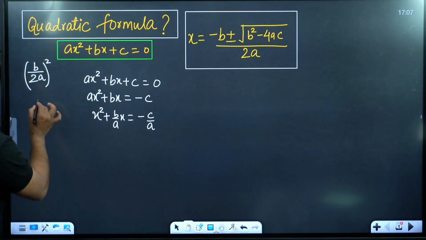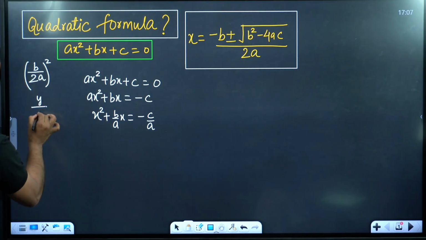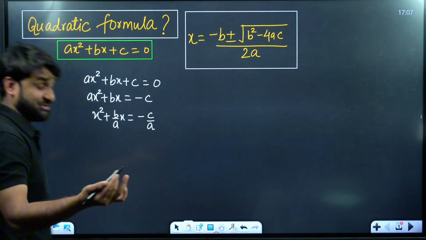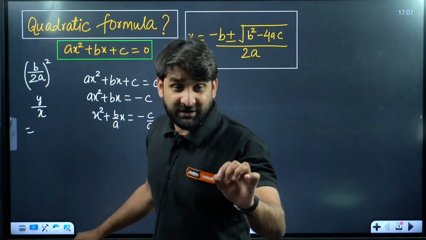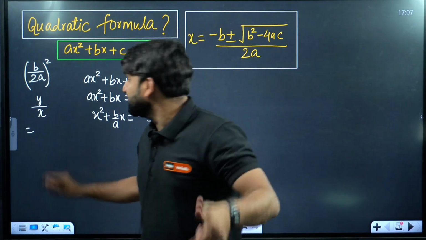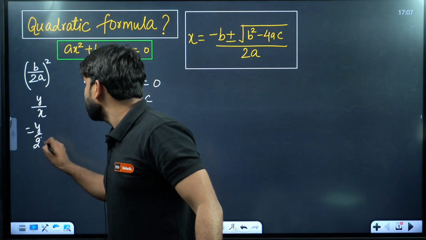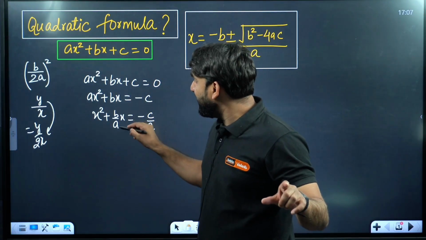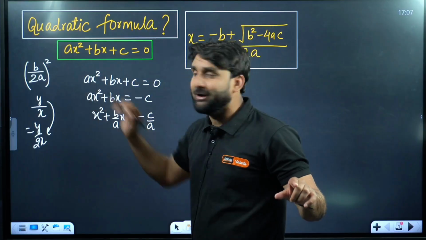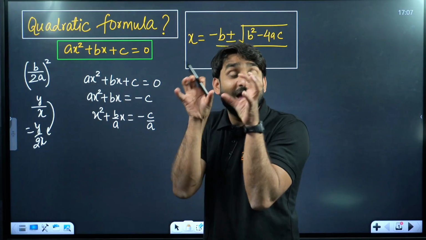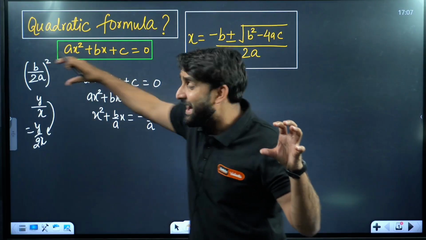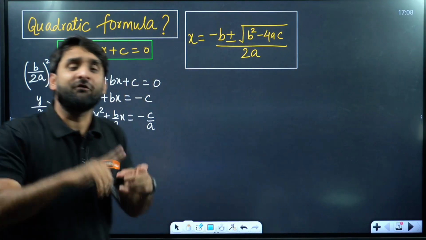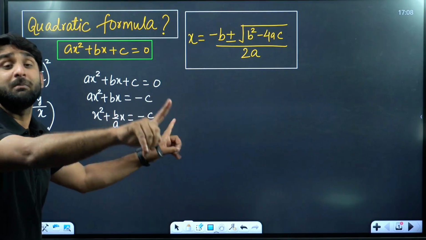We all know that when we calculate the half of a fraction, you don't need to do anything, just make the denominator twice. So the half of y by x becomes y by 2x. Similarly, the half of b by a becomes b by 2a, and we take the square, and this will be added to both sides.